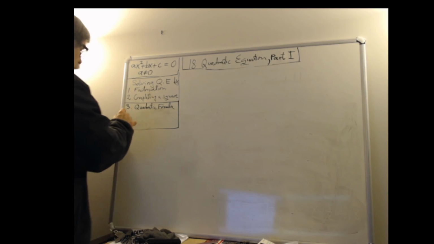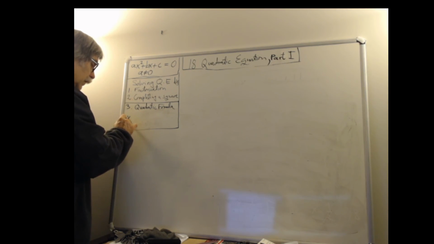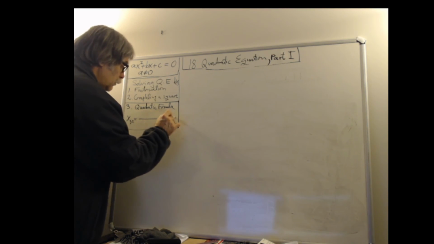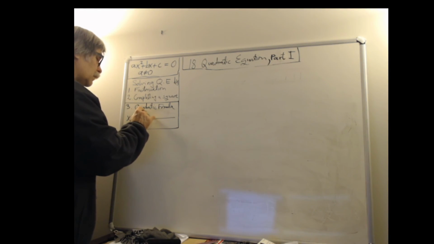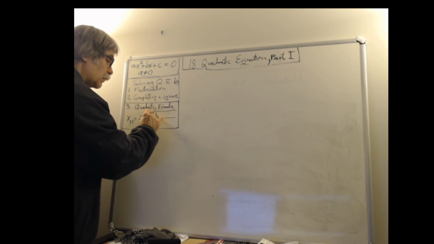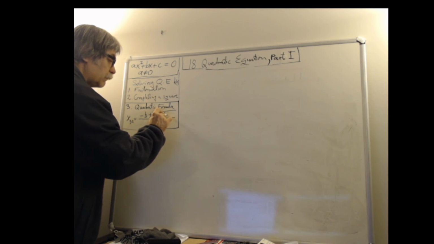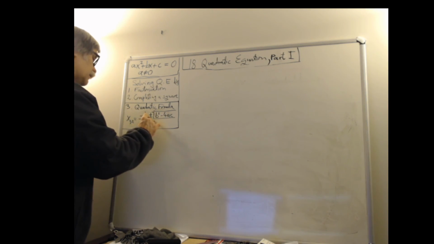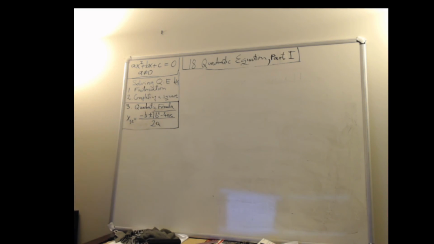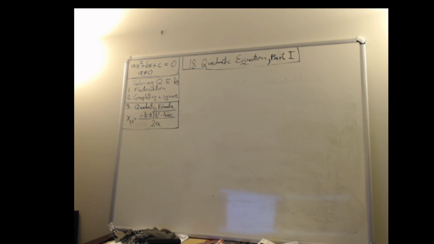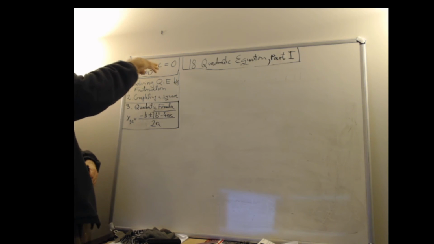The quadratic formula is x1,2, two solutions, possibly: negative b plus or minus the square root of b squared minus 4ac, all divided by 2a. This is in case you have the quadratic equation written in a standard format, which you have to have, so you need to know what the a, b, and c are.